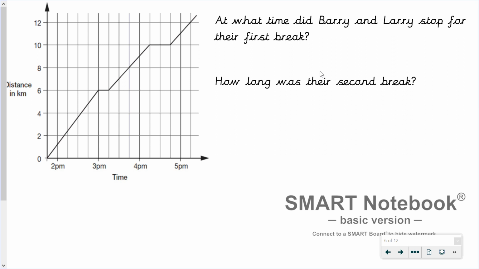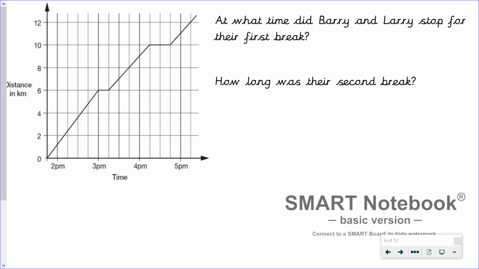Now, the second part of this, I want you to think how long their second break was. So here we can see their second break was longer than their first. It was 2 of our little intervals across. Now here we worked out, if this is 1:45 and this is 2 p.m, then this is 15 minutes. So here, if it's 2 of them, it's 2 lots of 15. 2 lots of 15 is 30. So it's 30 minutes for their second break, or half an hour.